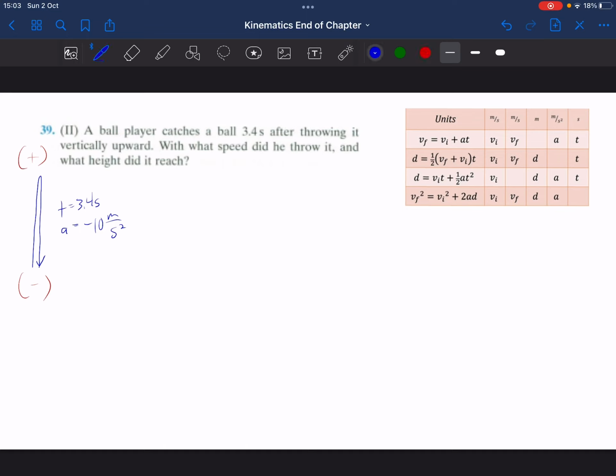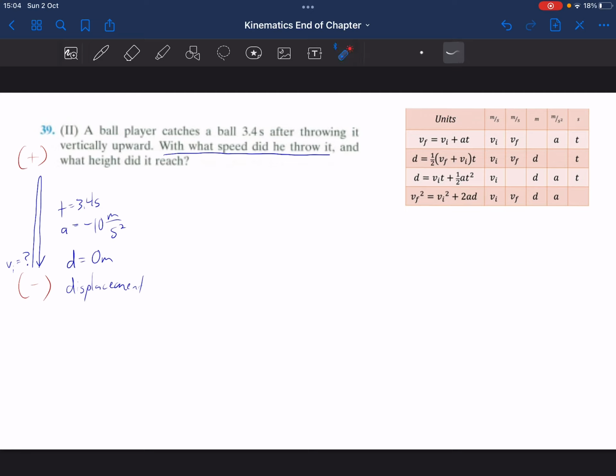Well, D actually represents the displacement. The displacement in this example is 0. It starts here and it returns to the same place that it started. What else do we know? Well, we don't know anything else. So we want to find that initial speed, right? It says with what speed did he throw it? So we're going to do the first part there.